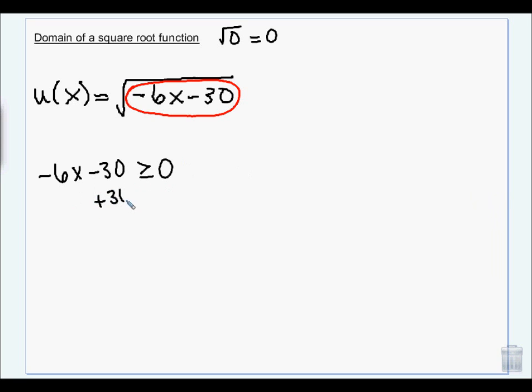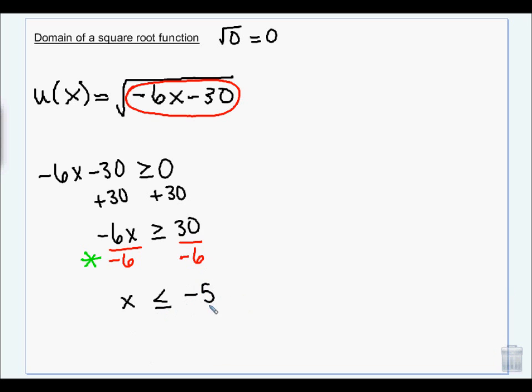So I'm going to add 30 to both sides. So I get negative 6x is greater than or equal to 30. And then I'm going to divide by negative 6. Now, I just divided by a negative, so this is important. What that's going to do is, because I divided by a negative, changes the arrow. So x has to be less than or equal to negative 5.